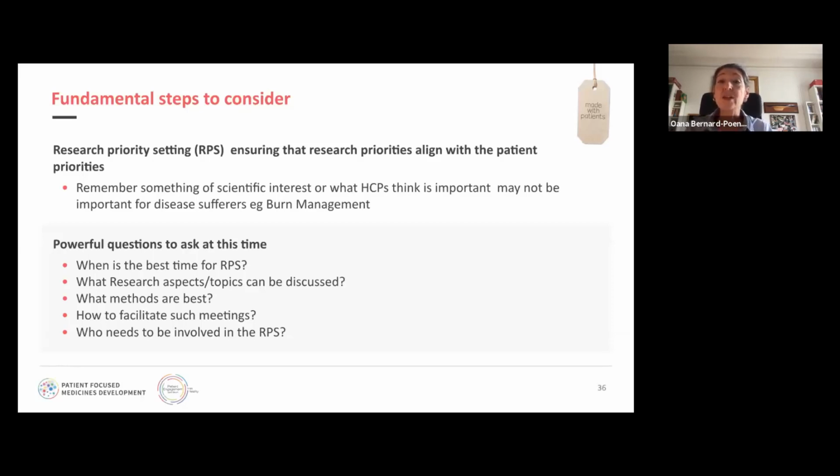The other thing is what research aspects or topics can be discussed. Indeed, patients are not scientists. They are not to be put in this position, and they are not going to tell researchers directly what to look at, what tools, what scientific methods to use, on which animal model to work.